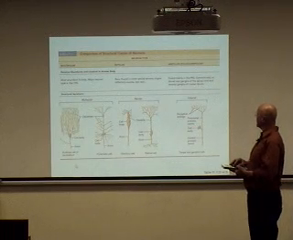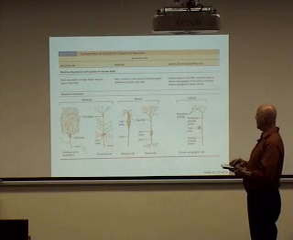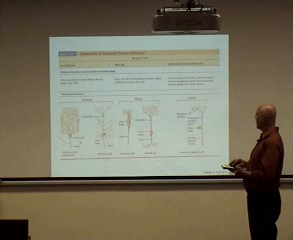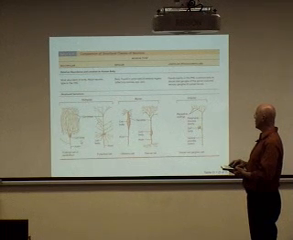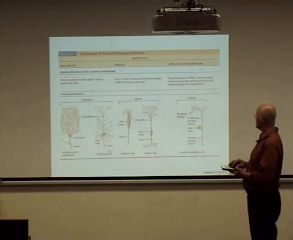If we look at some examples of these, here are some examples of multipolar neurons. Here is a Purkinje cell. This is a neuron found in the cerebellum. Here's another neuron, a pyramidal cell. This is a cell that's found within the brain in the cerebrum.